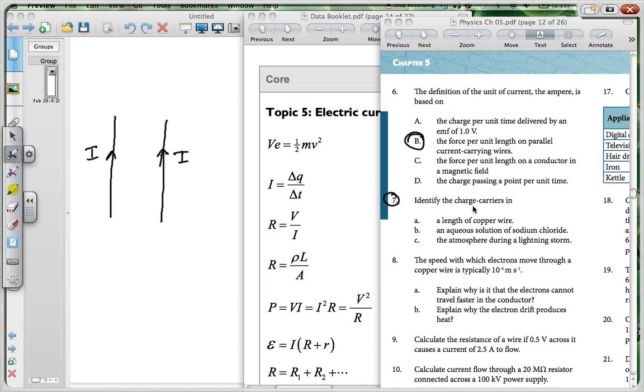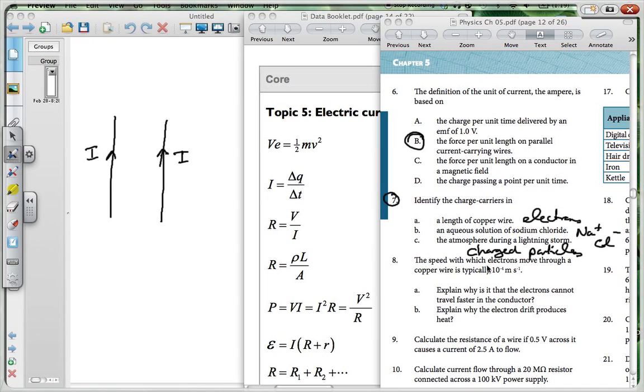7. Identify the charge carriers in a length of copper wire. Those would be electrons. An aqueous solution of sodium chloride, that would be your sodium ions and your chloride ions. And the atmosphere during a lightning storm, those would just be charged particles. It could be dust particles, water droplets, many different things can have a charge on them, so those would be charged particles.